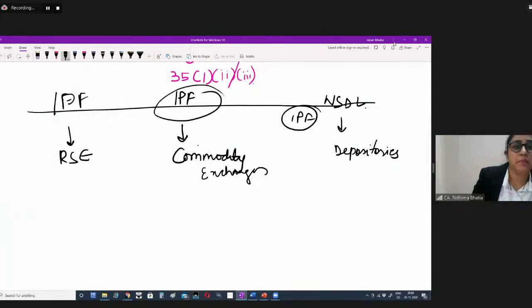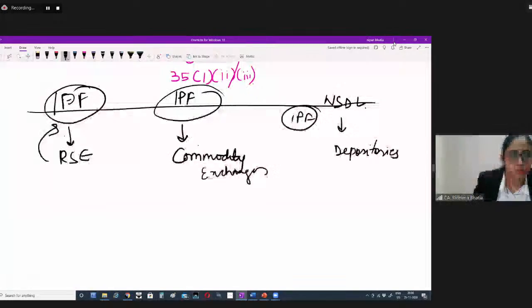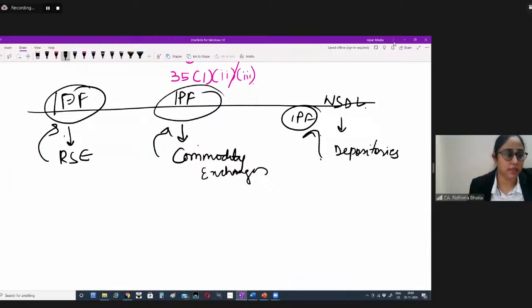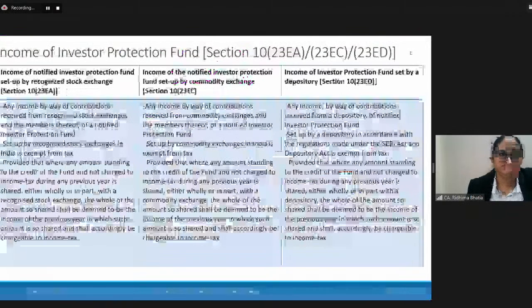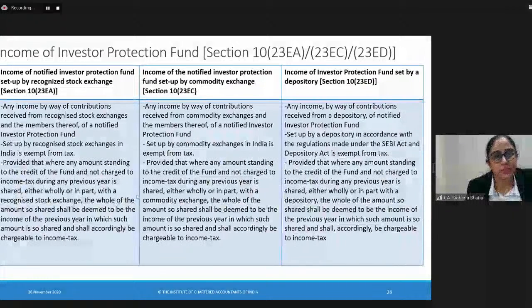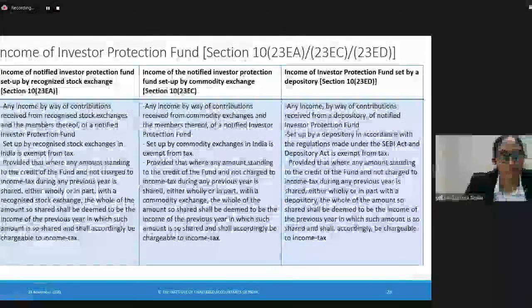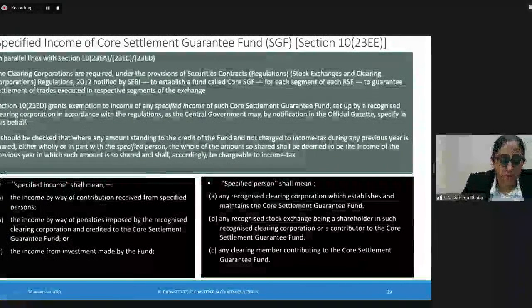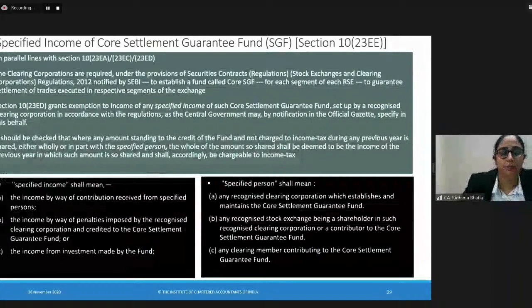So what would be the income of the IPF? The members of the stock exchange will make contributions. These Investor Protection Funds which are set up by recognized stock exchanges, commodity exchanges or depositories, their contribution would be exempt, provided they do not distribute any part as profit to their members. Clear? So the whole thing is simple: the investor protection fund which has been set up by these respective categories of persons, the protection fund's income would be exempt.